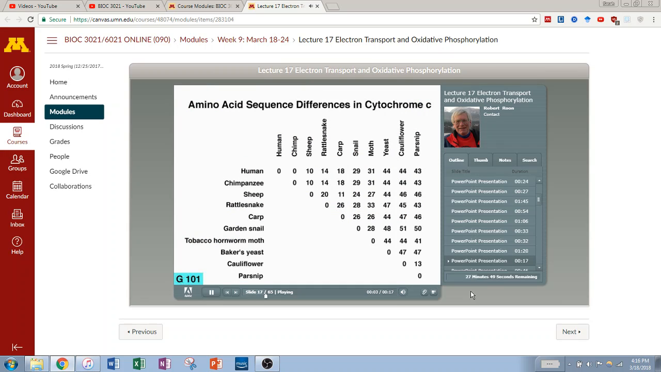This table compares the differences in the amino acid sequences of cytochrome C from a variety of organisms. Humans and chimps have the same sequence, whereas humans and parsnips are very different. I think that's reassuring.